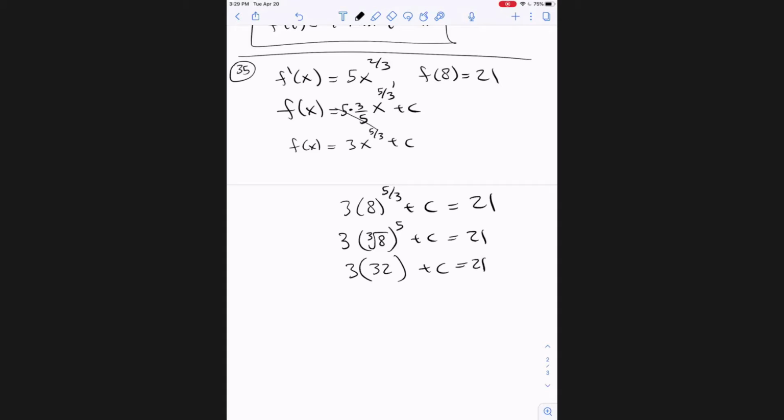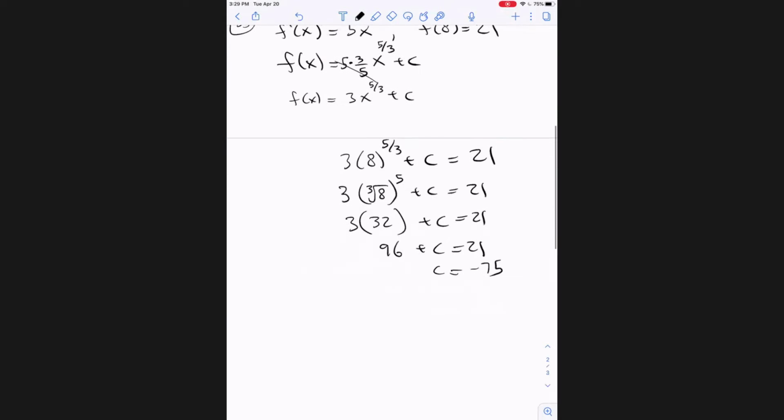Plus c equals 21. 3 times 32 is 96. Minus 96 each side. What's 21 minus 96? Negative 75. So then the final answer is f of x equals 3x to the 5/3 minus 75. Does that make sense?